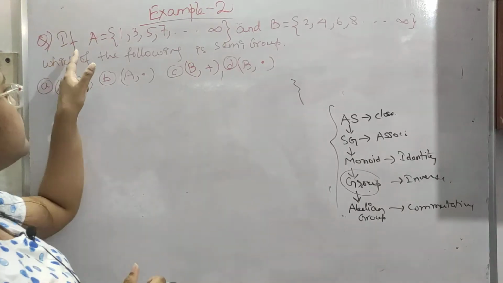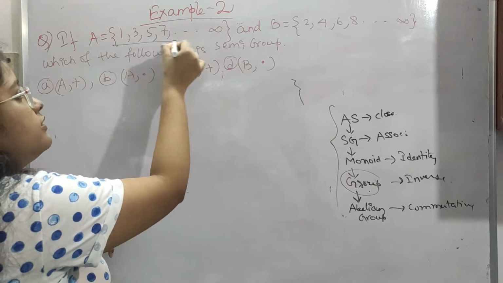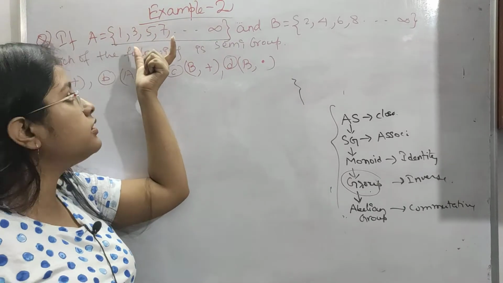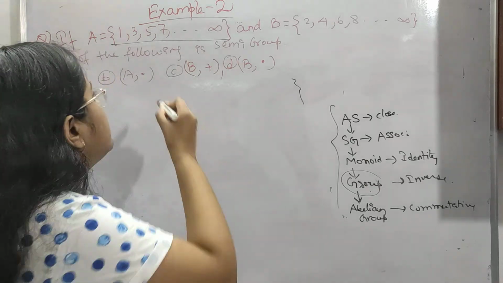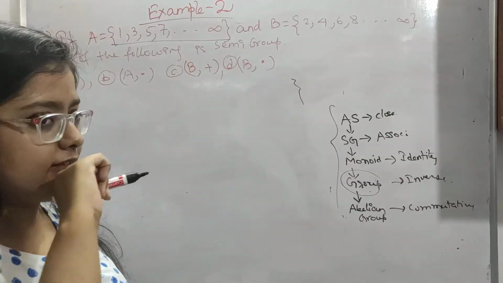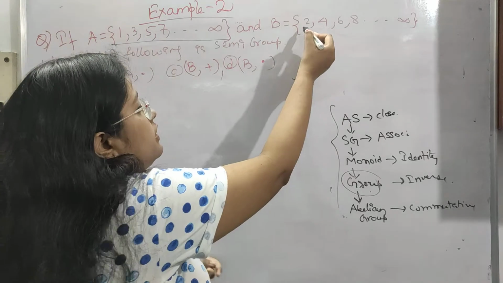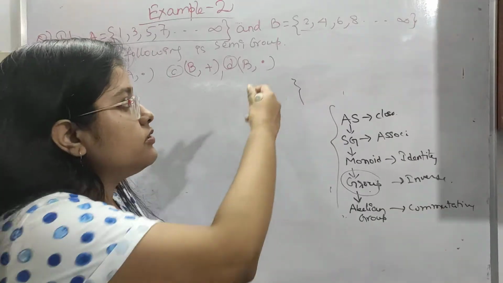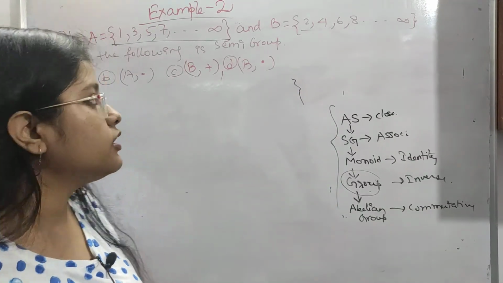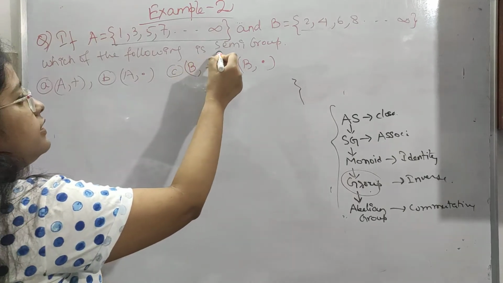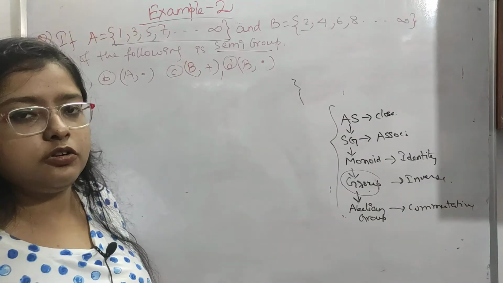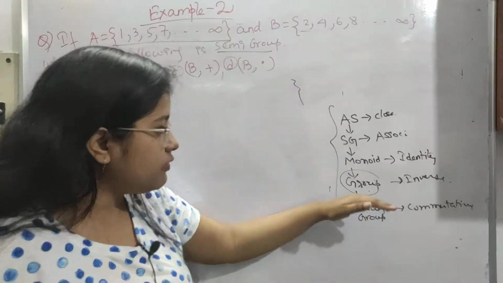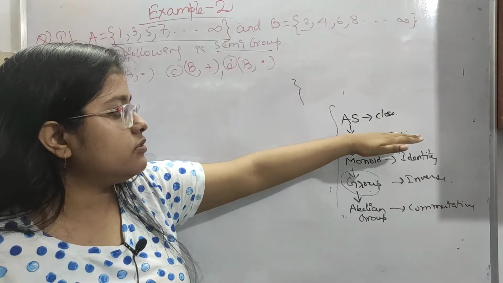So the question is, if A is given, so this is actually, if you see closely, clearly the set of odd numbers. Okay, so here 1, 3, 5, 7 etc. And B is 2, 4, 6, 8 etc. So this is continuing as even numbers. Now which of the following is a semi group? So we have to find out which of the following among these is a semi group. You don't have to go till here, we have to just find out if it is closed and associative.